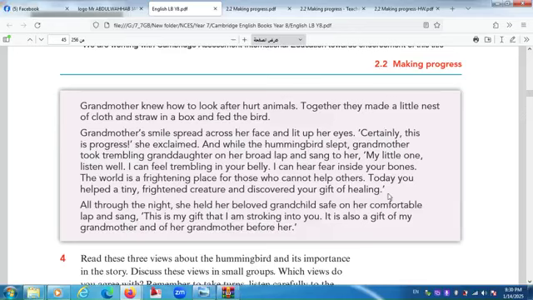Wonderful. So focus on the phrase gift of healing, and focus on "it is also the gift of my grandmother and of her grandmother before her." So that's something passed through generations. So the grandmother is passing the gift which she took from ancestors or grandmothers before, and she is passing it to the granddaughter.